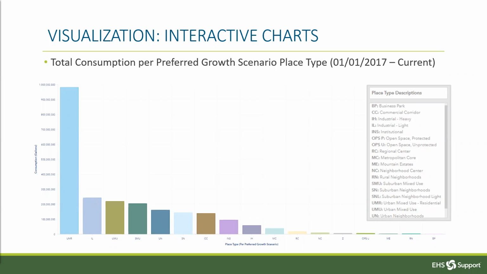Each parcel and meter within the web map contains a place type from this scenario. The consumptions are summarized by these types and will appear in the graph below. The user also has the ability to hover over each bar on the graph to see the total gallons consumed. Under the interactive charts, there's also a key for the place type abbreviations.